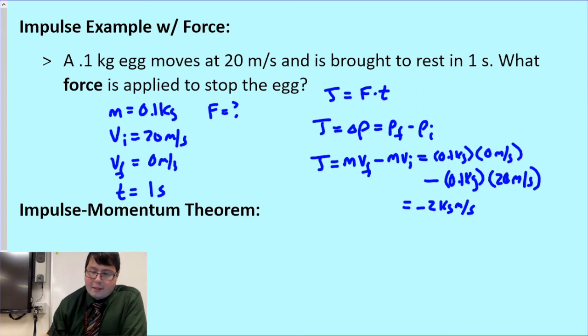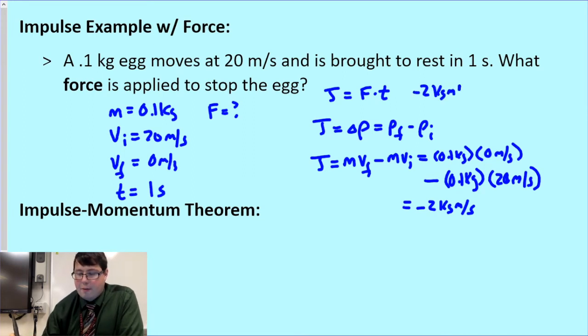I can then use this up in my equation that I learned today. -2 kilogram meters per second is going to be force times my 1 second. Dividing by that 1 second, the force ends up being -2 newtons.